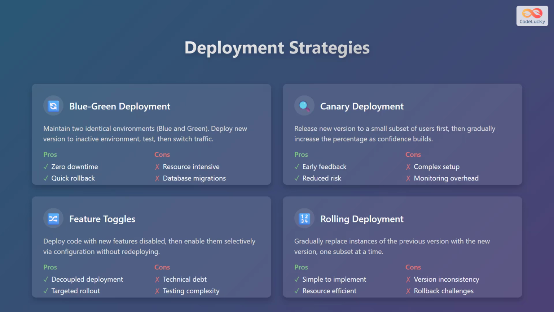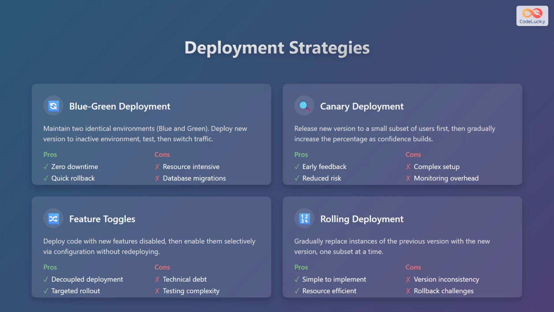Deployment strategies. First, blue-green deployment. Maintain 2 identical environments, blue and green. Deploy the new version to the inactive environment, test it, and then switch traffic. Pros are 0 downtime and quick rollback. Cons are resource-intensive and database migrations.